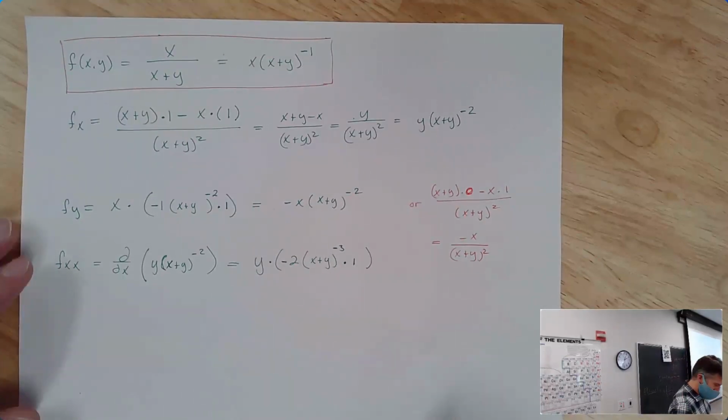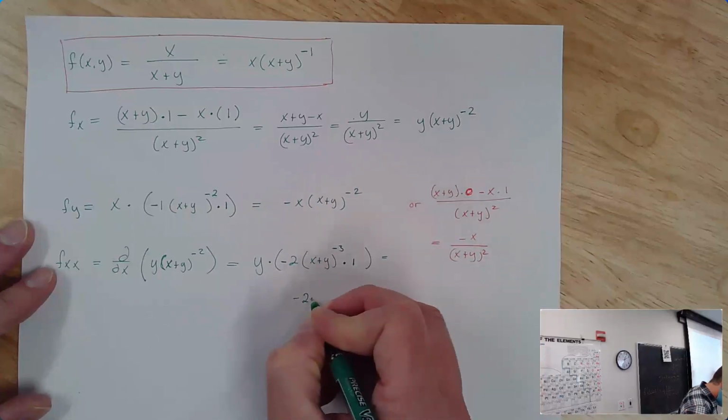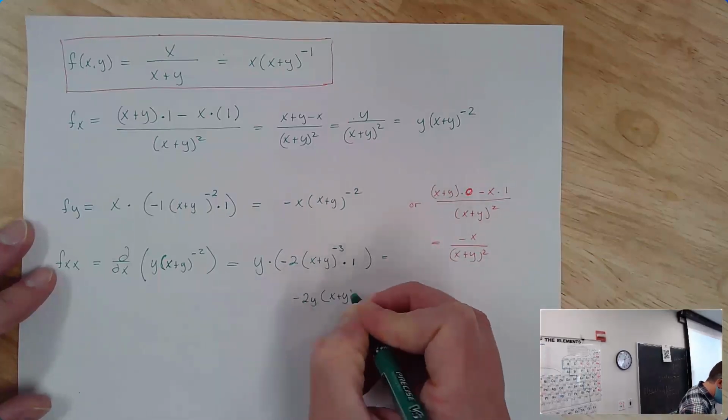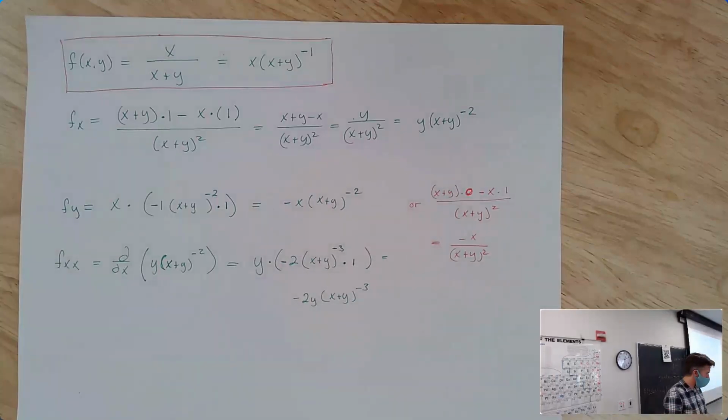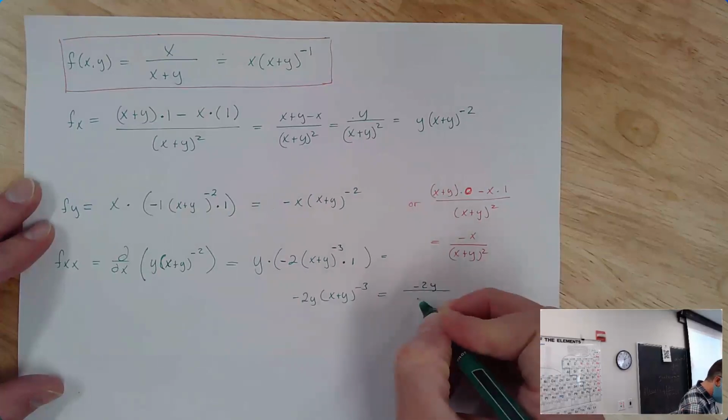If you wanted to simplify this, you could write it as -2y times (x plus y) to the negative third. Or you might write it as -2y over (x plus y) cubed.